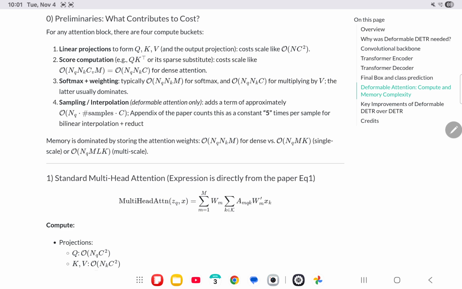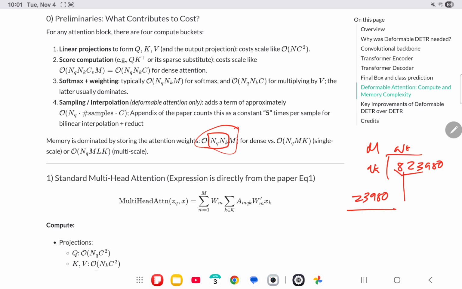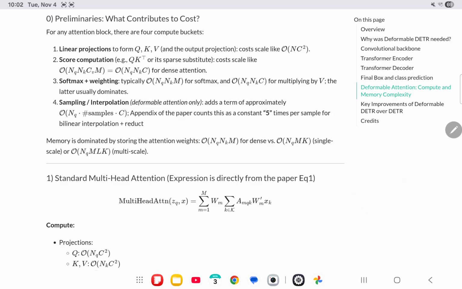And for memory, you have to store the attention matrix N_q by N_k over M heads. That will be a big memory matrix. Suppose it was 23980 by 23980 by 8 heads for standard attention, that's a big matrix. When we come to deformable DETR, it becomes 23980 by 16, say 4 times 4, where M is 4. So that is a big saving in terms of memory as well.